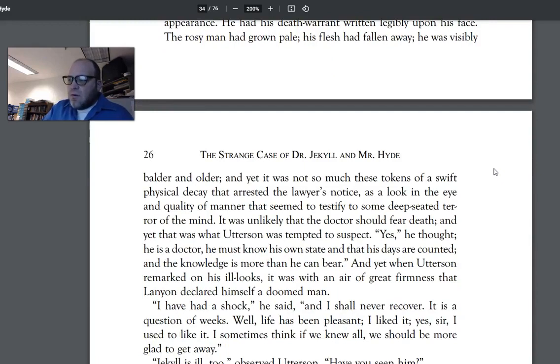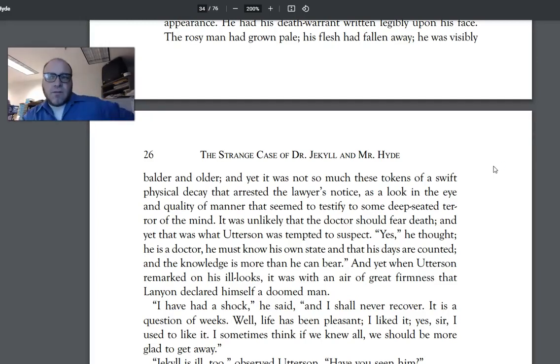And yet it was not so much these tokens of a swift physical decay that arrested the lawyer's notice, as a look in the eye and a quality of manner that seemed to testify to some deep-seated terror of the mind. It was unlikely that the doctor should fear death, and yet that was what Utterson was tempted to suspect. Yes, he thought, he is a doctor. He must know his own state, and that his days are counted, and the knowledge is more than he can bear. And yet, when Utterson remarked on his ill looks, it was with an air of great firmness that Lanyon declared himself a doomed man.